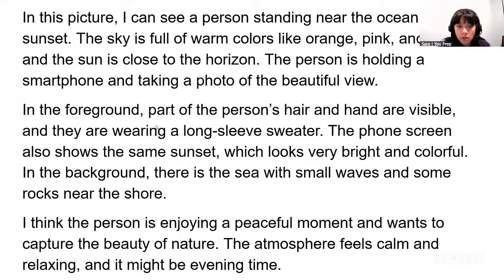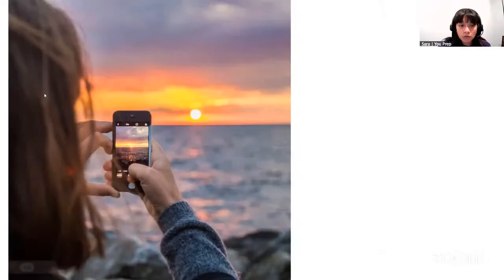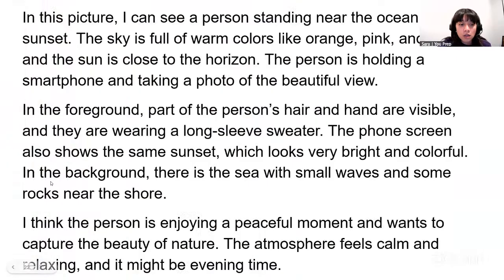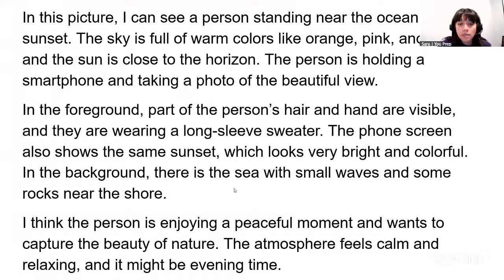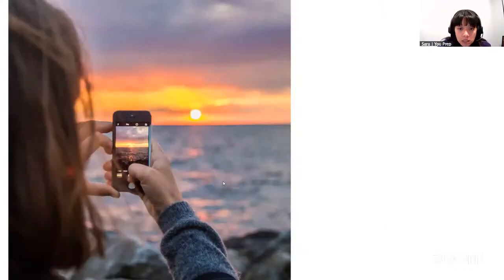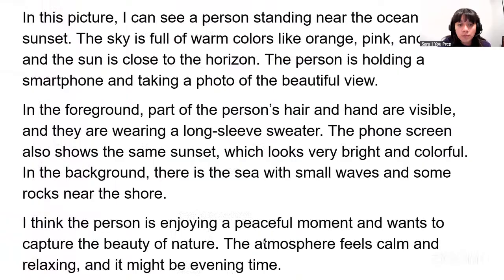So we're describing this part, and we are still on the foreground. In the background, now we're moving here, there is the sea with small waves and some rocks near the shore. That's what we can see. This is the sea, with very slight waves, and this is the shore. These are some rocks. And the last part, the thinking.